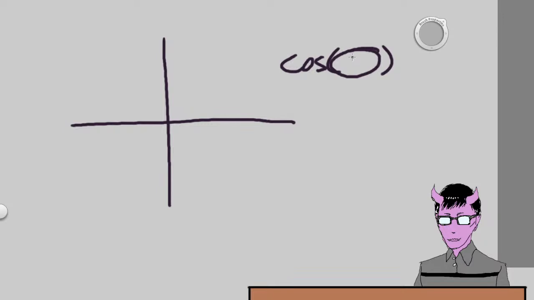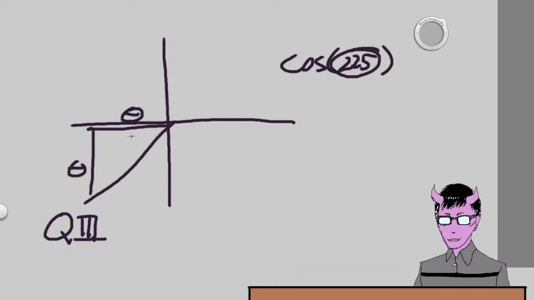If your angle is greater than 180 but less than 270, because this is 270, then you're within this particular quadrant, referred to as quadrant 3. Something like 225 means that the x coordinate will be negative, and the y coordinate will also be negative. So some of your trig ratios will be positive, and some will be negative.